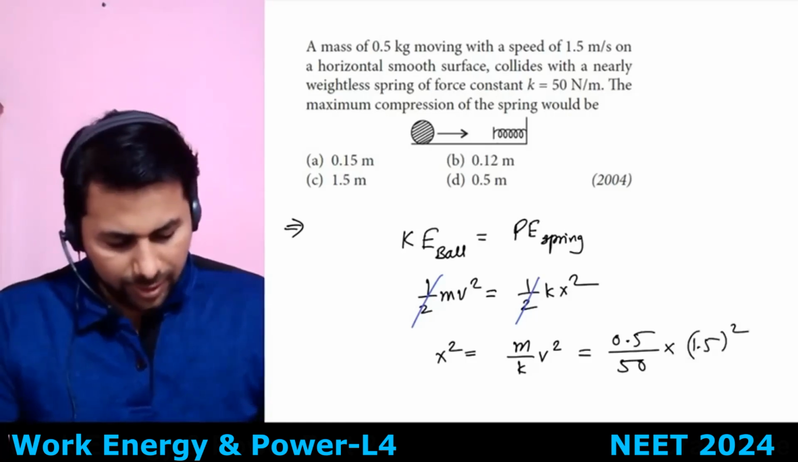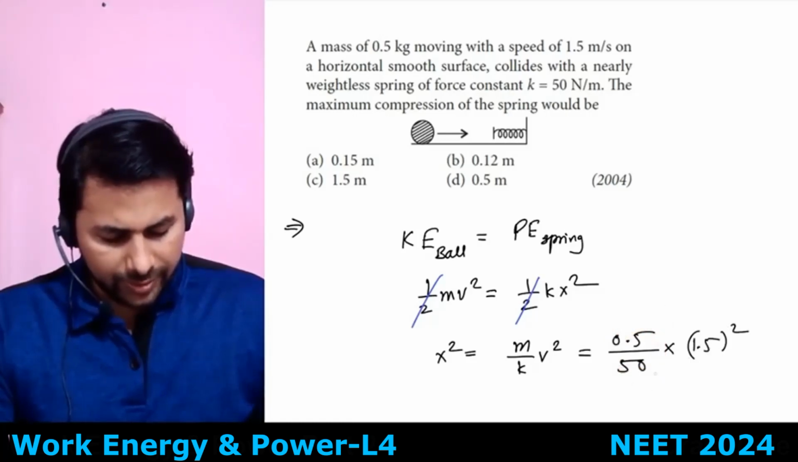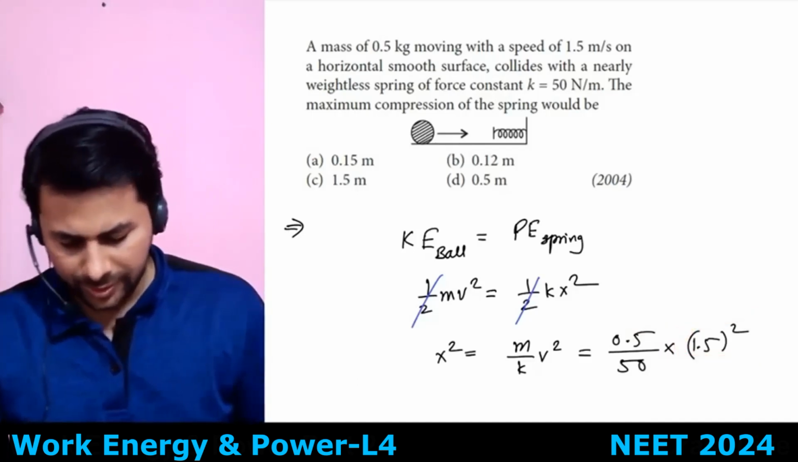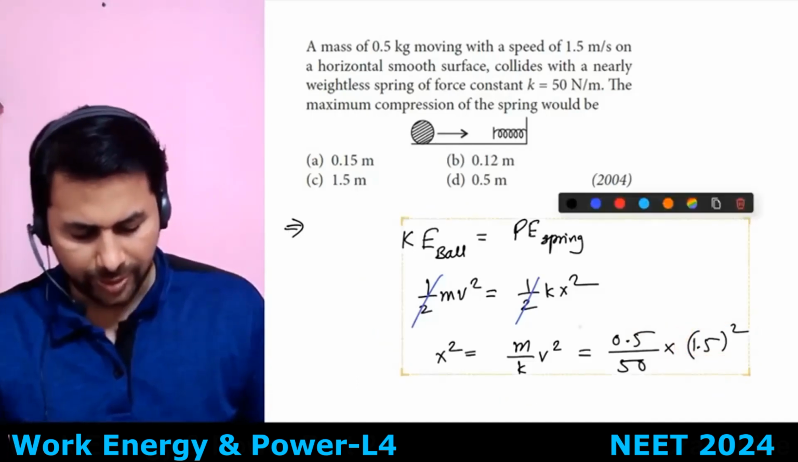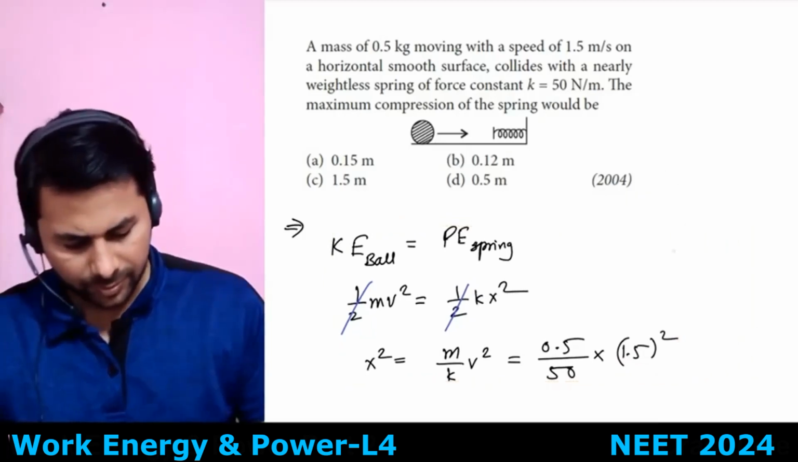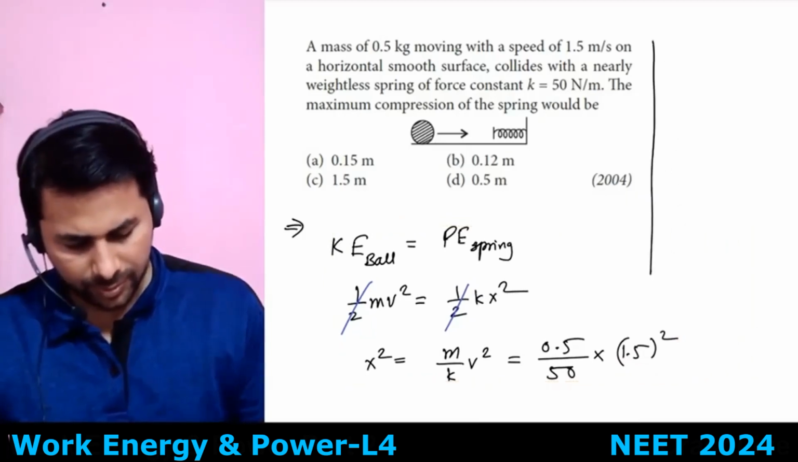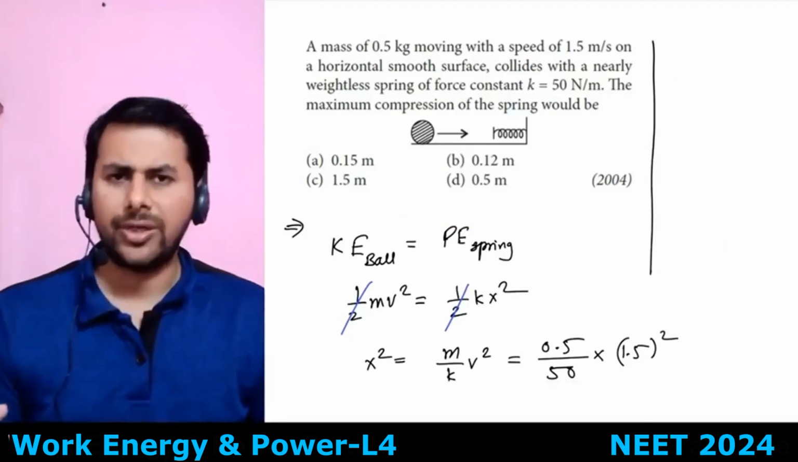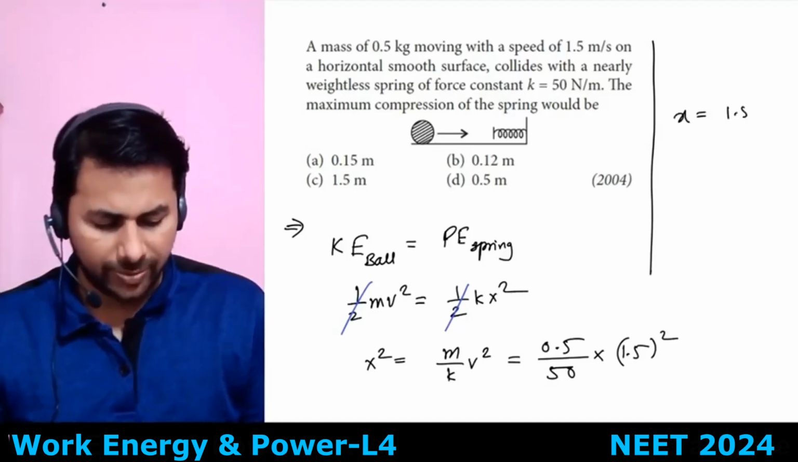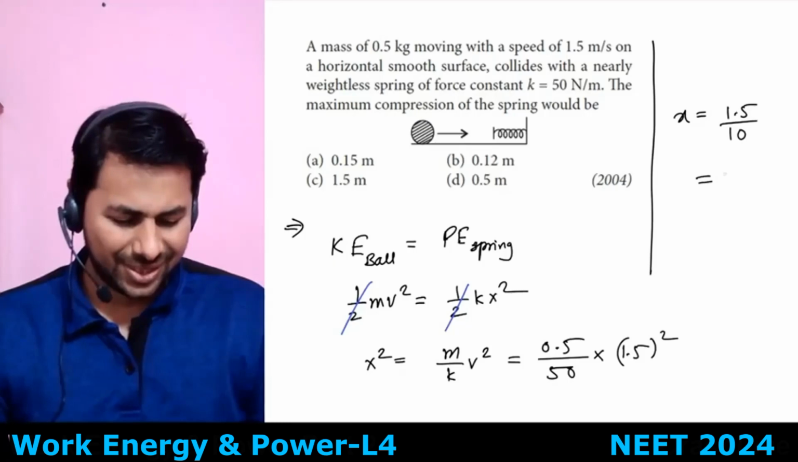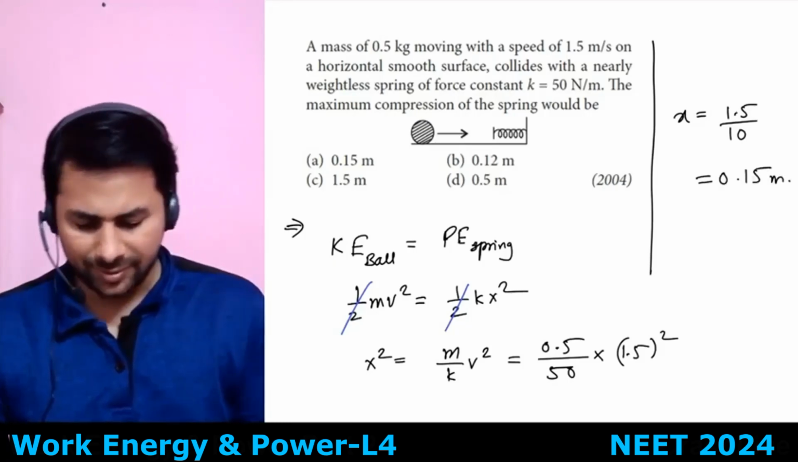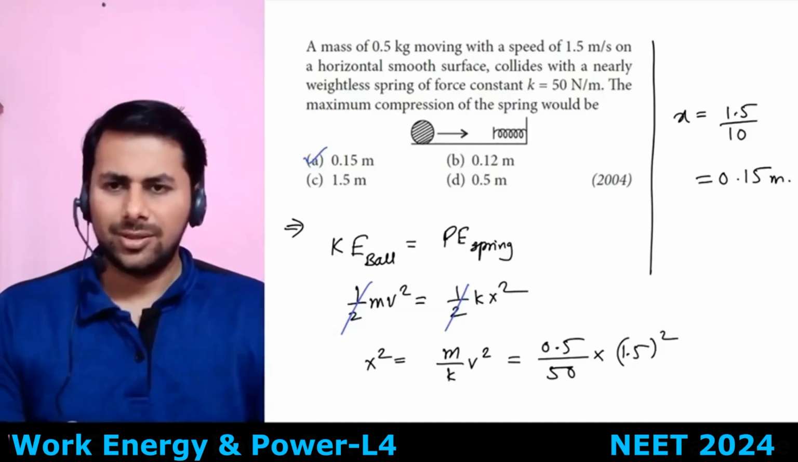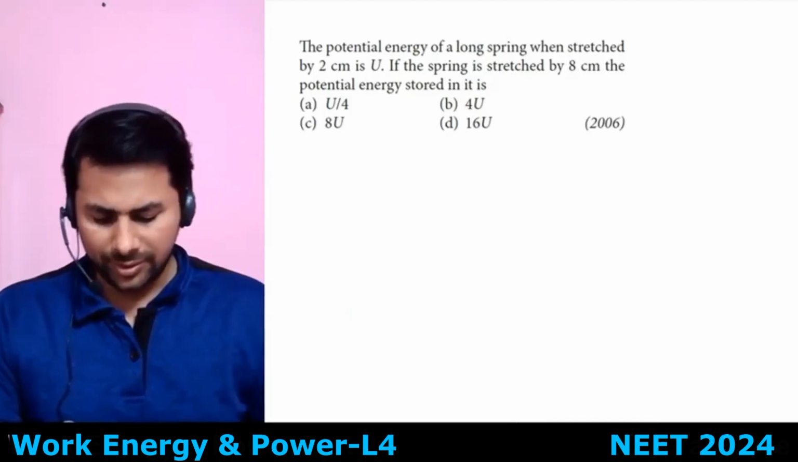Okay, this thing will be 1 upon 100, right? 0.5 upon 50 is 1 upon 100, and 1.5 square is how much? 2.25, right? Okay. So this is x square. We want x actually. Let's take x equal to 1.5 divided by 10, right? So that is 0.15 meters. This is the answer. Option A. This is simple. Okay, next one.